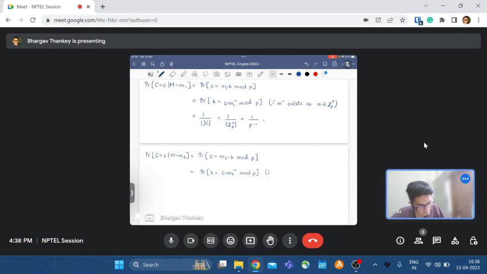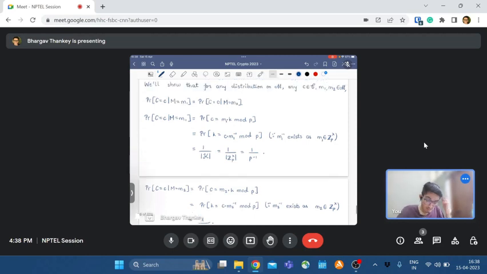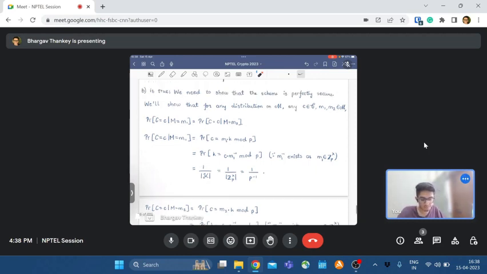Again, M2 inverse exists as M2 is in ZP cross. And again, this is just 1 over P minus 1. So regardless of the distribution on the message space, and regardless of C and M1, M2, these two probabilities are the same. And so when K is in ZP cross, the scheme is perfectly secure.